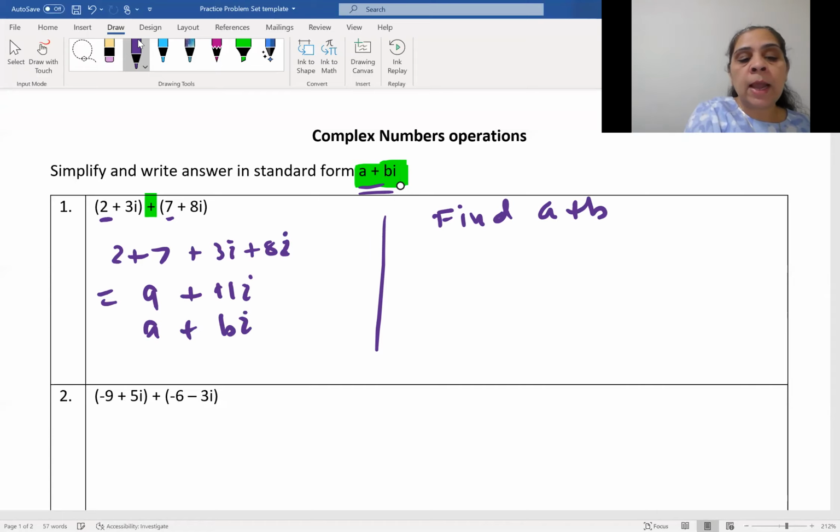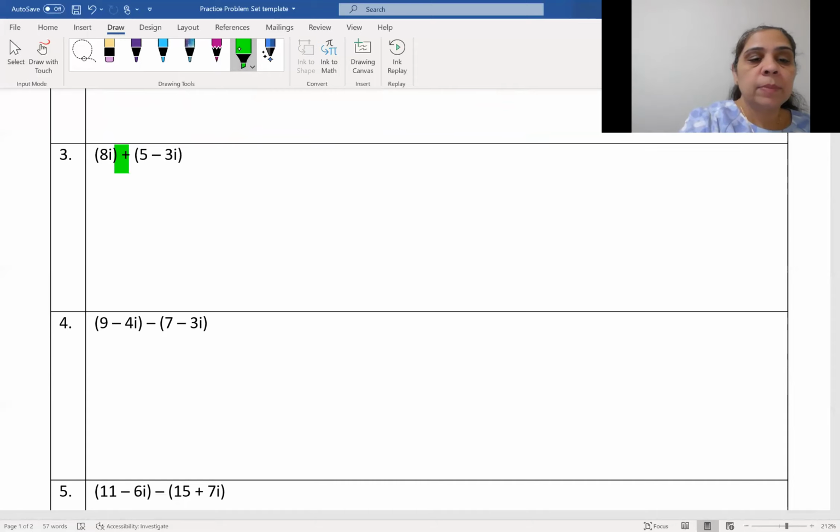Let's see the third one. We have addition, but in the first complex number we have only an imaginary part. We don't have a real part. That's okay. We can just combine like terms. That's all we need to do. So the only real part is 5, and 8i minus 3i is 5i. And that's it.